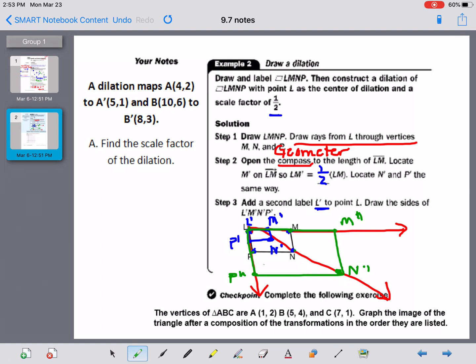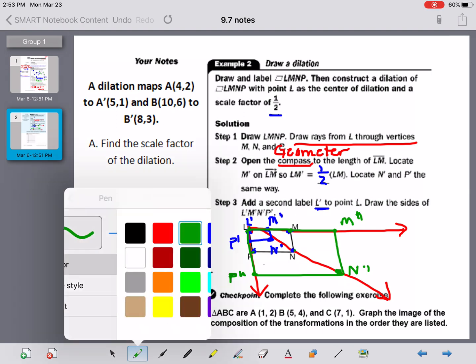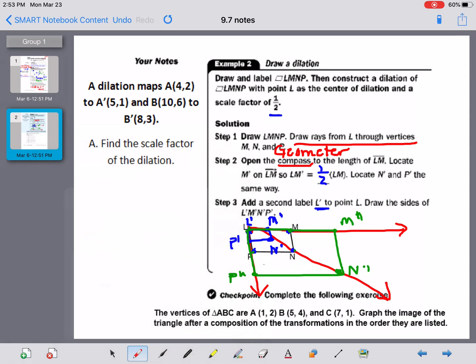Let's go to our margin here and do our margin note. It says the dilation maps A, which is (4, 2), to A prime, which is (5, 1), and B, which is (10, 6), to B prime, (8, 3). And I'm going to find the scale factor of the dilation. When you look at this, I do want to warn that it does not tell us that the center of dilation is (0, 0).